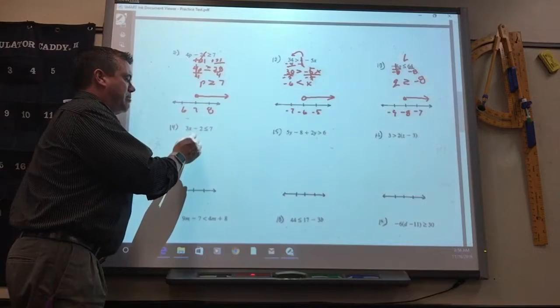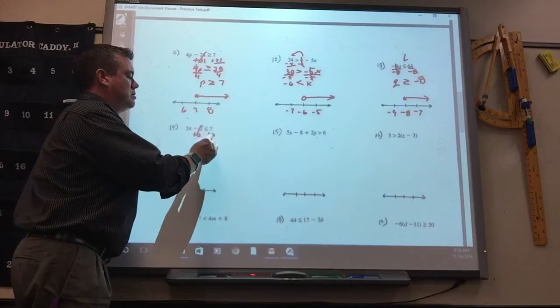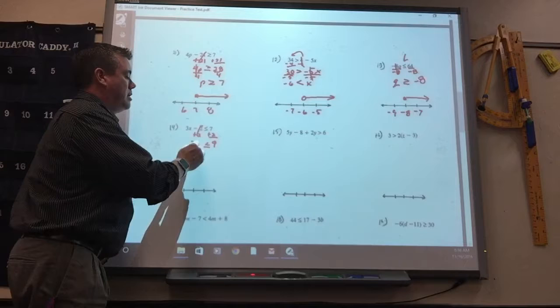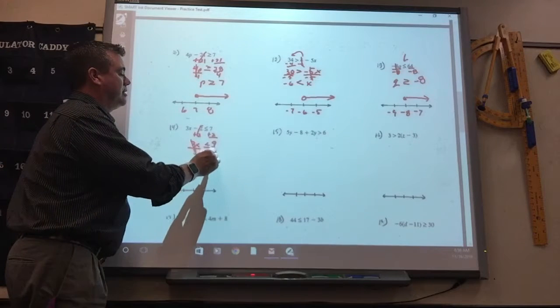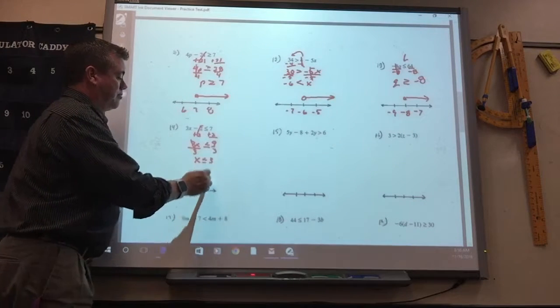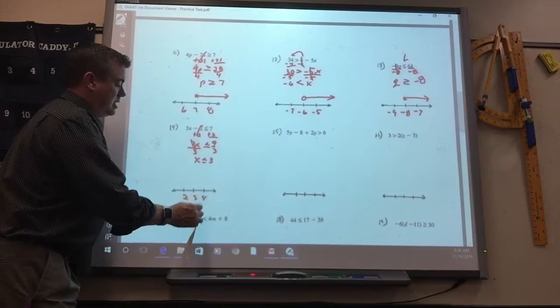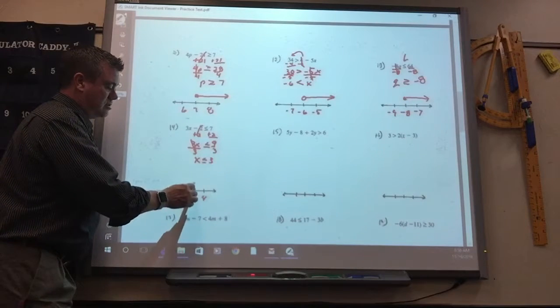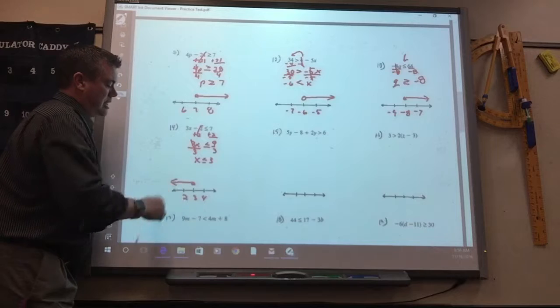Here's the x, so get rid of the -2, you add 2. Then divide by 3. So that would be a filled in circle. X is less than, so it's to the left of 3.